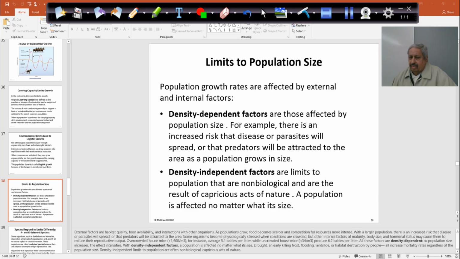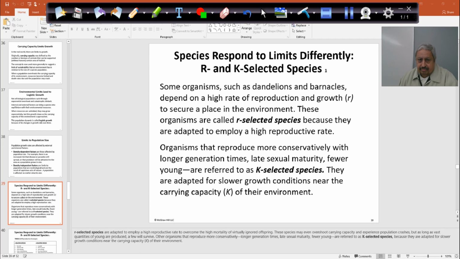Density-independent factors are limits to population that are non-biological and are the results of the capricious acts of nature. A population is affected no matter what its size. That's always the case.